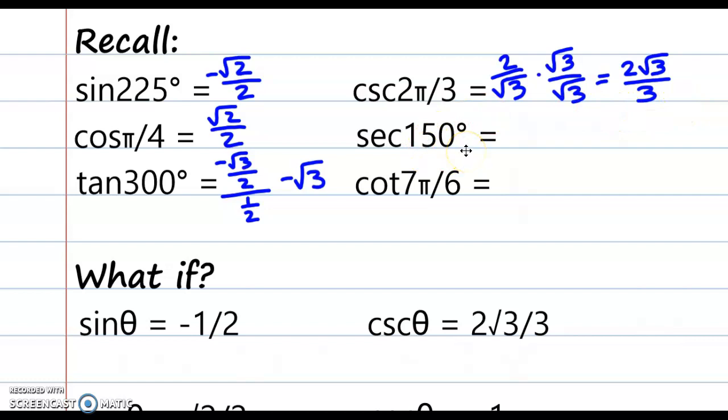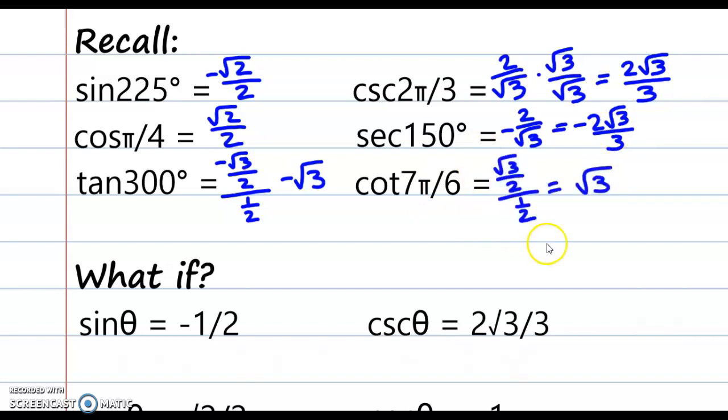Secant of 150, same type of thing. We find the reciprocal of the x-coordinate. The x-coordinate is negative square root of 3 over 2 at 150 degrees, and the reciprocal is 2 over negative square root of 3. And again, we rationalize it. And then 7 pi over 6 on the unit circle. For cotangent, we put our x-coordinate over our y, which gives us the square root of 3 over 2 over 1/2, which again reduces to the square root of 3.